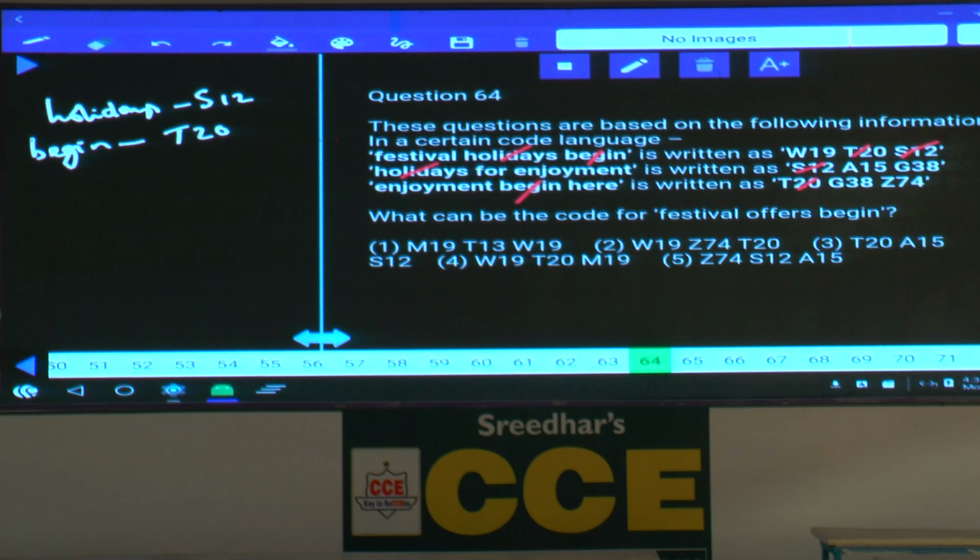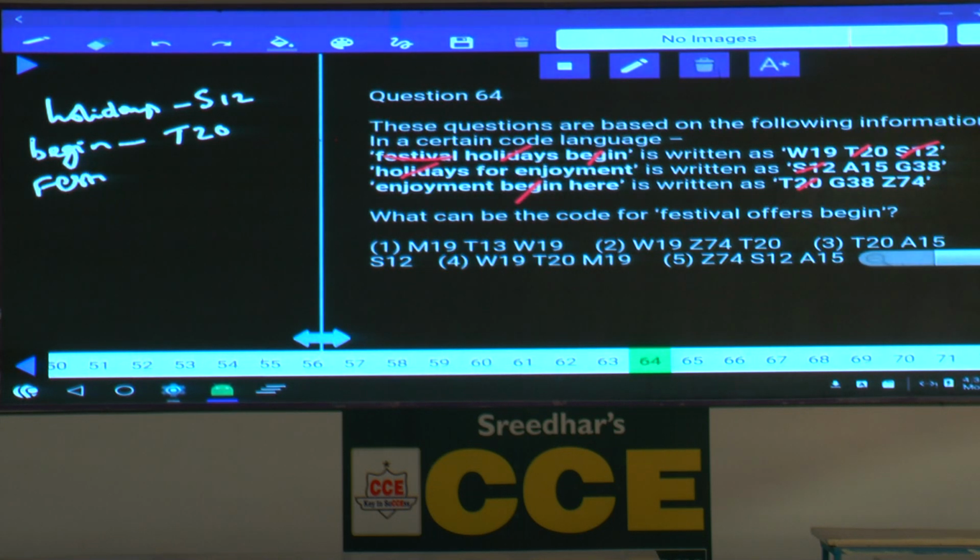Then, if you compare, what is left over here? Festival is left over in condition number 1, statement 1. Then, which code is left over here? W19. Hence, the code to the word festival is W19.